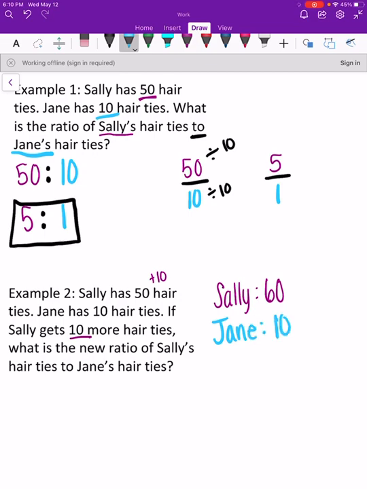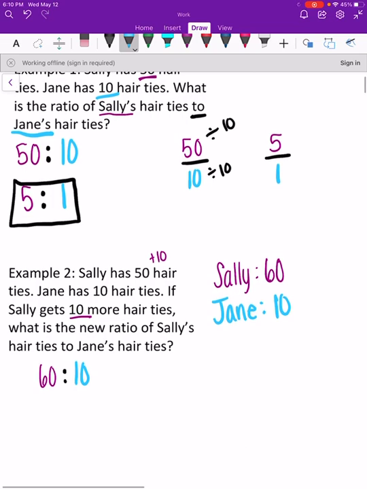So we need to write that as a ratio. So it's 60 to 10. And just like above, we want to simplify that. And now that we know how, it's pretty easy. It's going to be 6 to 1. We're going to divide both of them by 10 to get 6 to 1. And there's our answer.